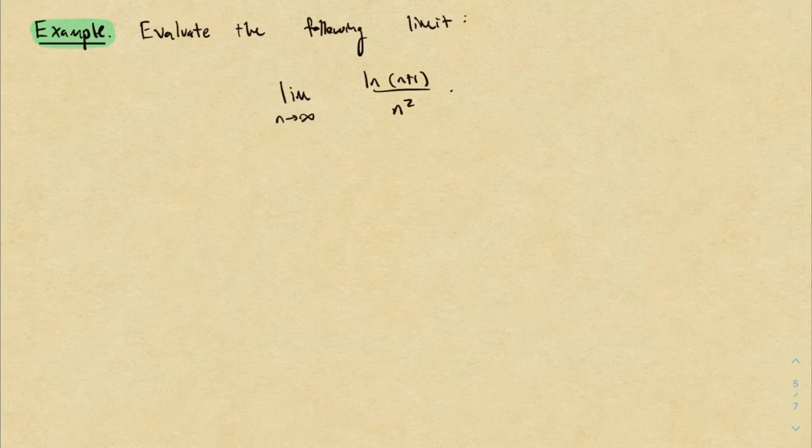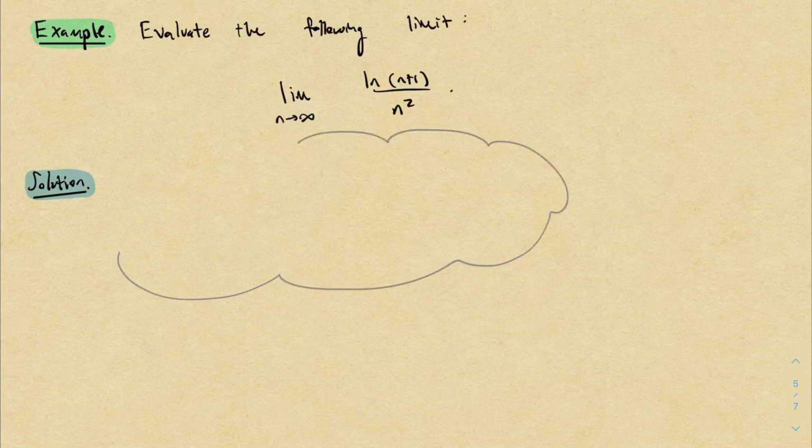I have two main examples I want to consider to demonstrate some more sophisticated techniques in figuring out limits of sequences. The first of these examples is to evaluate the limit of natural log of n plus 1 over n squared. Now, just like with functions, given a limit, the first thing we should do is just try to evaluate it directly. In other words, just take the limit of each piece and see if that gives us the answer.